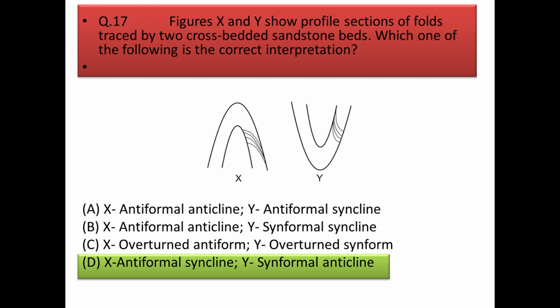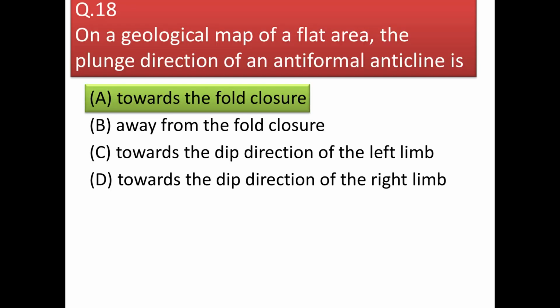And here the answer should be antiformal syncline and synformal anticline. Okay. Next question. On a geological map of the flat area, the plunge direction of the antiformal fold is, and the plunge direction should be towards the fold closure, right?